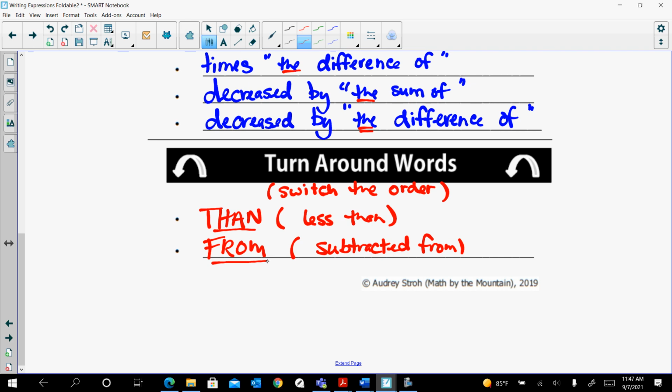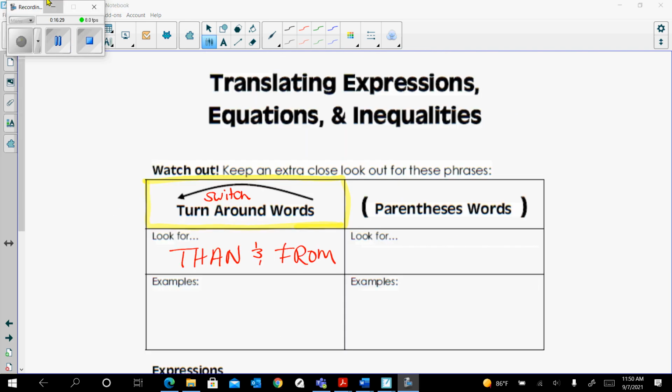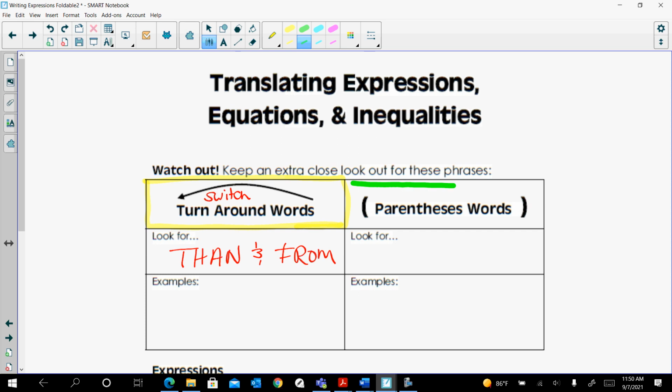Okay. So glue this in, guys. This is after homework 8 in your spiral. And then I'm going to give you the second page. All right, so this next one we're going to do together. There's going to be some you're going to do on your own. But they're going to have the examples in there for you, like the phrases that we're going to read and then interpret algebraically. So the main part is our turnaround words and our parenthesis words.